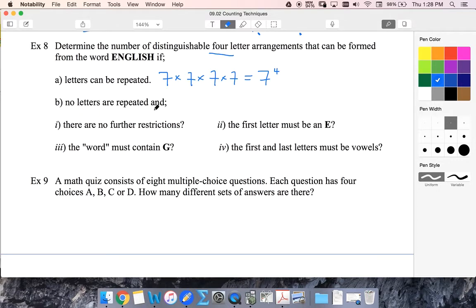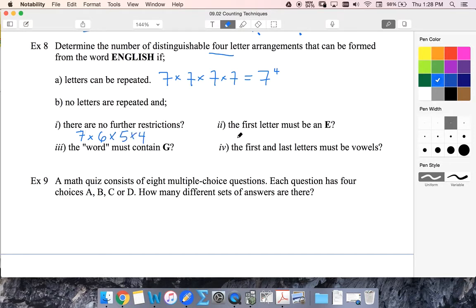Now, no letters are repeated. Just the idea that no letters are repeated. So we have 7 choices for the first letter, 6 for the second because we've chosen one. So now, if we can't repeat, then we can't use whatever one we chose here. So 7 times 6 times 5 times 4 for our four-letter word.